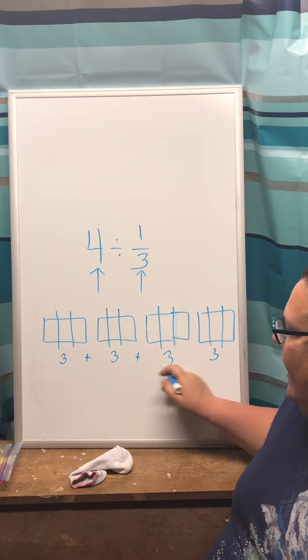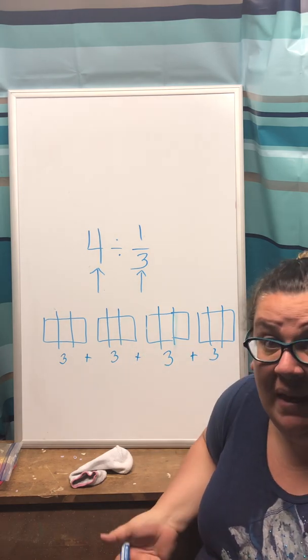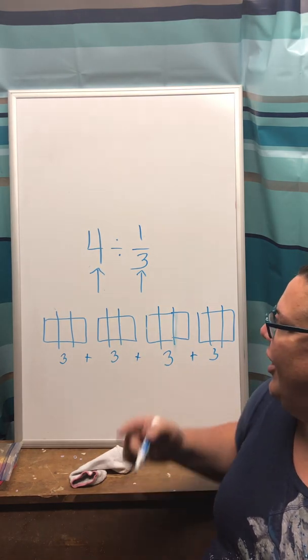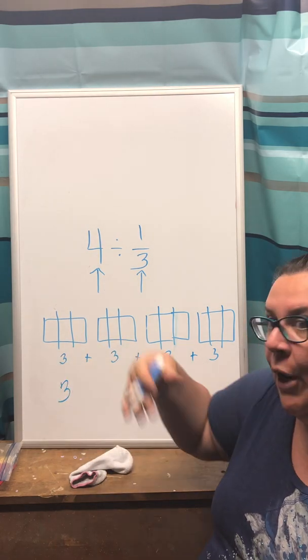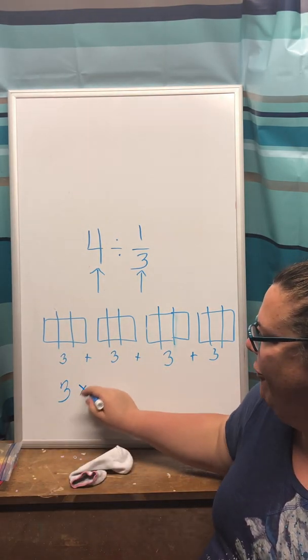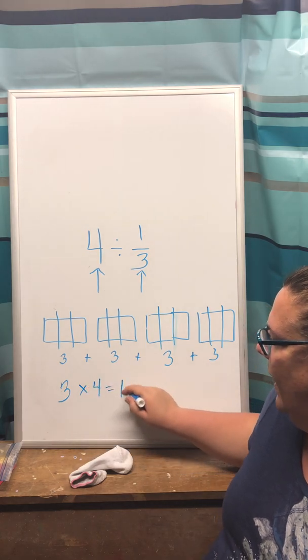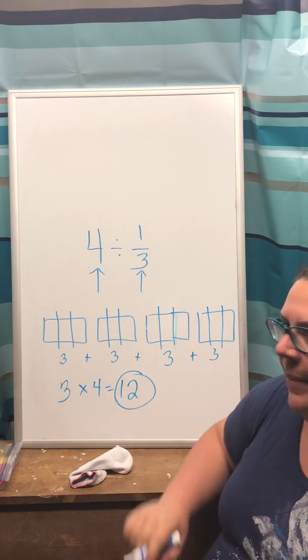And again, I can think about it in terms of repeated addition, or I can think about it in terms of 3 pieces per rectangle and 4 rectangles, which gives me 12 pieces.